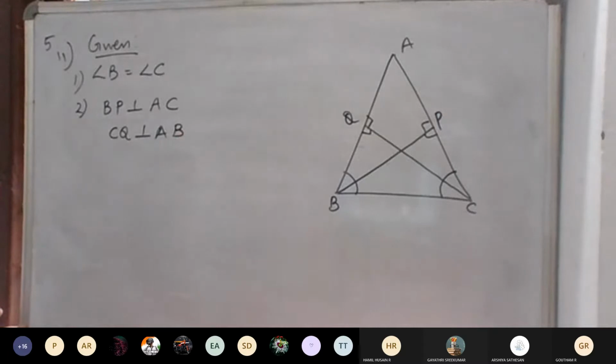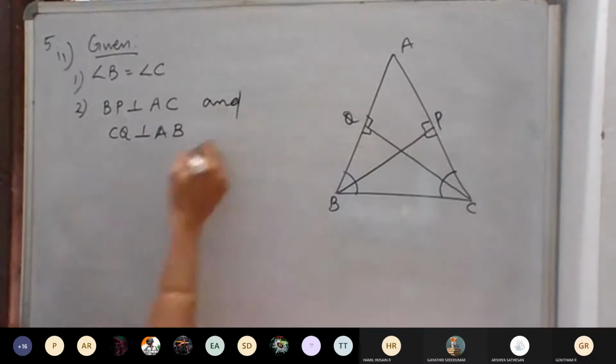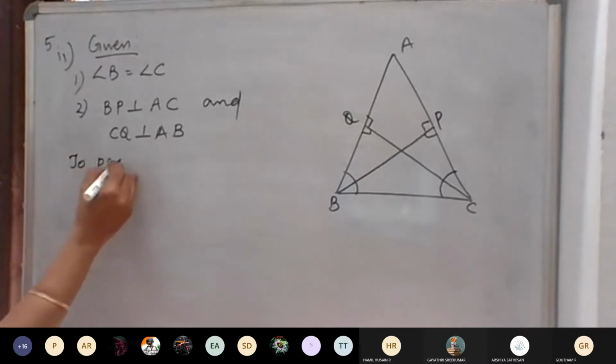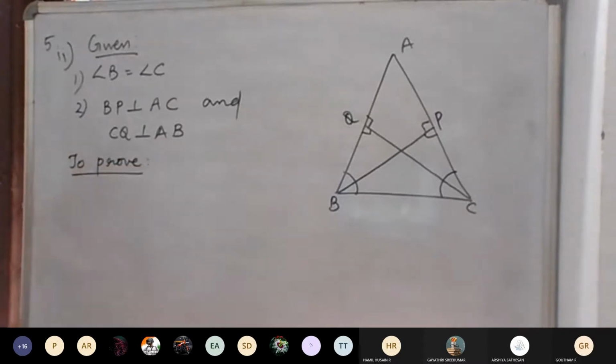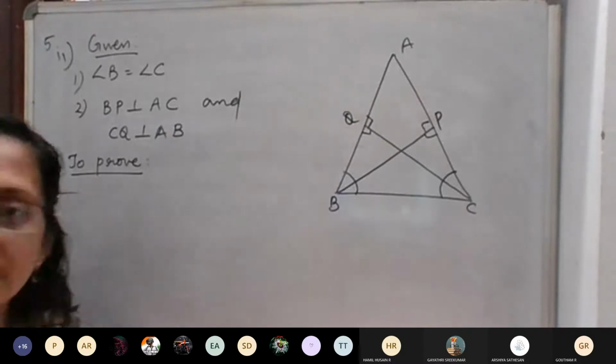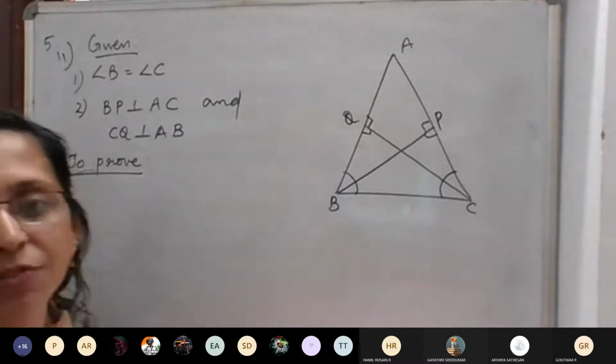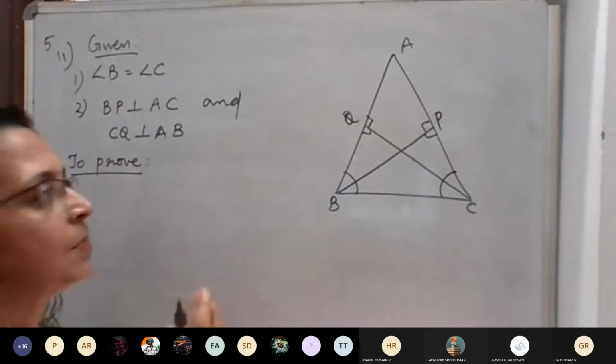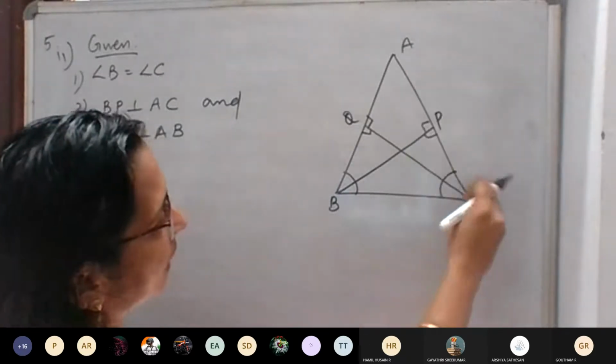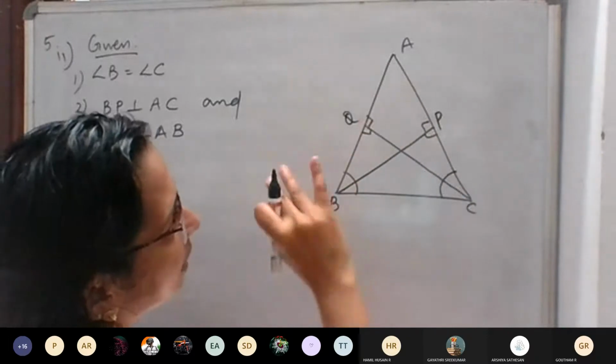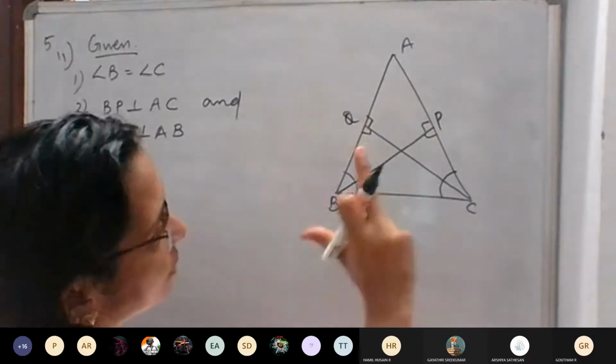Then to prove, what we have to prove? Perpendiculars from B and C to the opposite sides are equal. We have to prove that the perpendiculars from B to the opposite side and from C to the opposite side are equal, which means which two are equal we have to prove.